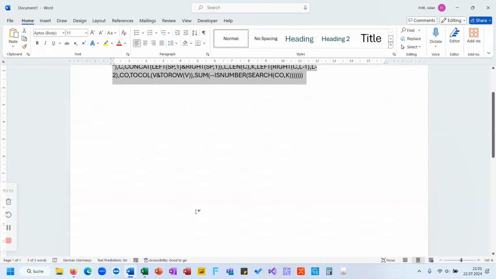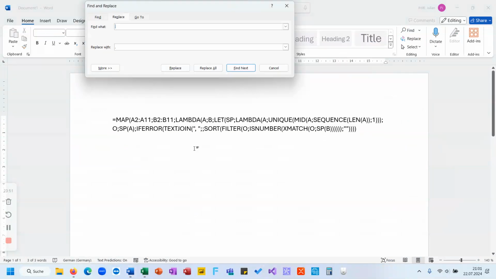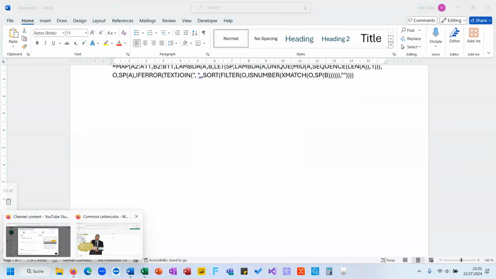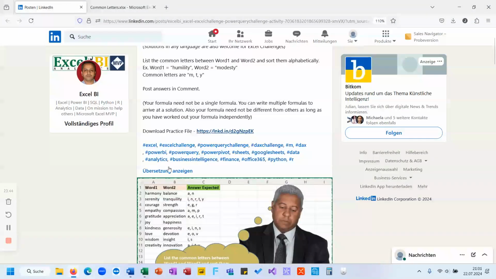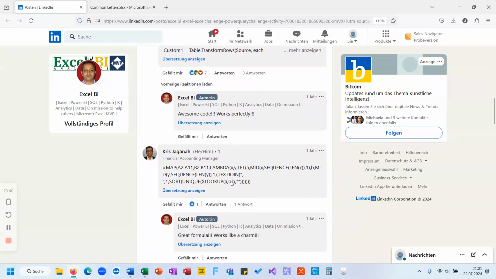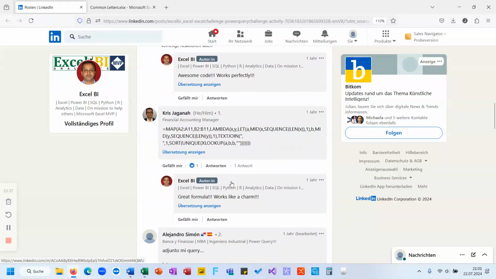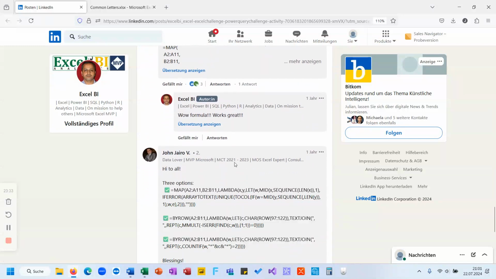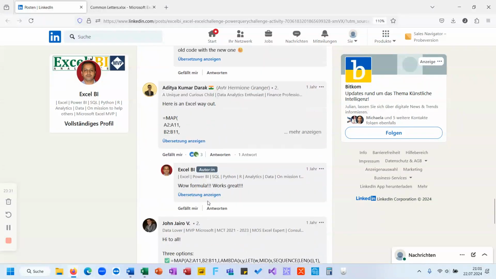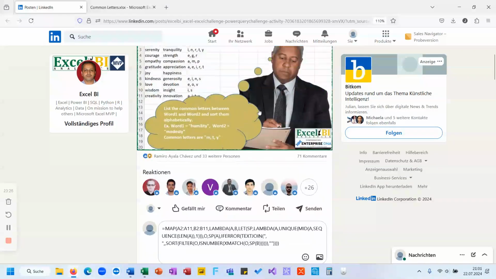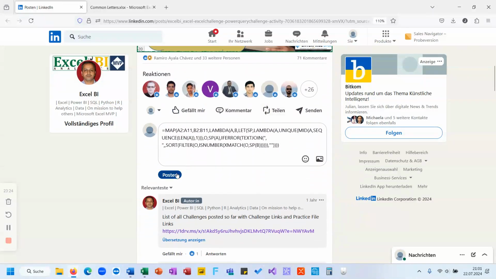I was able to show you the LET internal lambda. I learned it also from an XLBI challenge where someone told me, oh, you can do this with an internal lambda, and since then I use it quite often. There are a few Power Query answers here, but not so many Excel answers.